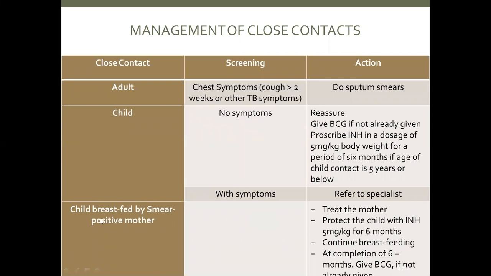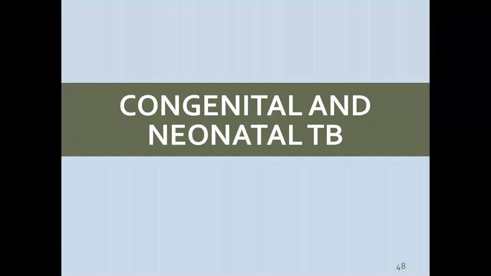If the child is breastfed by a smear positive mother, then treat the mother and protect the child with INH by giving this medicine for 6 months. Continue breastfeeding at the end of 6 months. Give BCG if the patient has not been vaccinated previously.